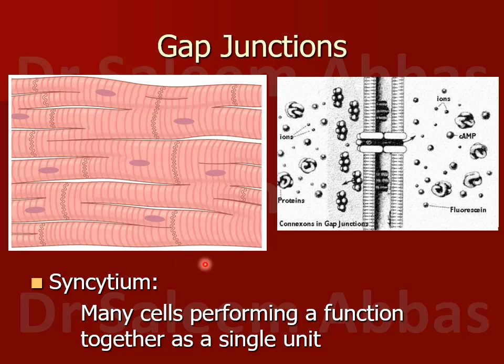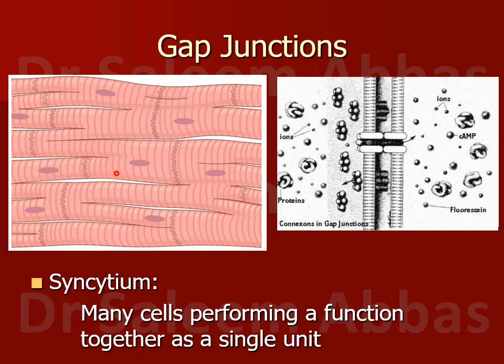For example, there is an atrial syncytium which consists of atrial muscle fibers, and there is a ventricular syncytium which consists of ventricular muscle fibers. So the heart has two syncytia. One is the atrial syncytium and the other is the ventricular syncytium.